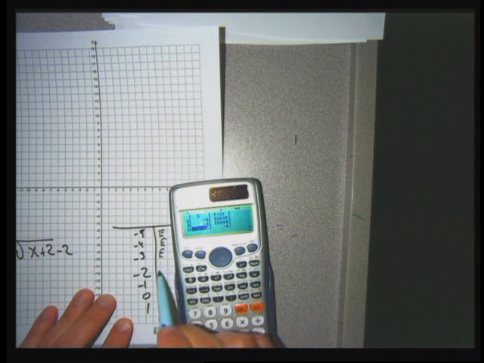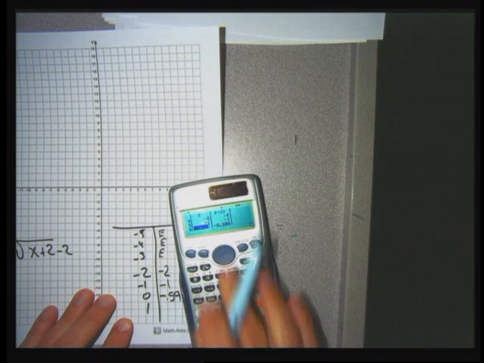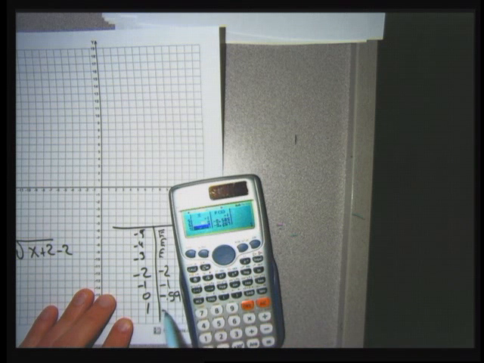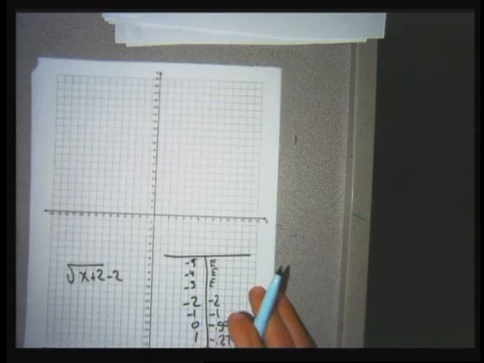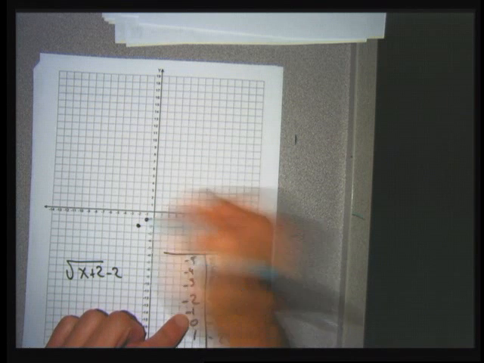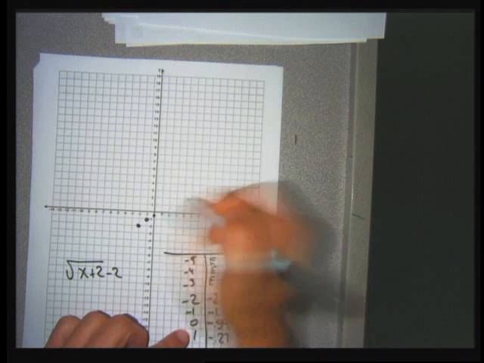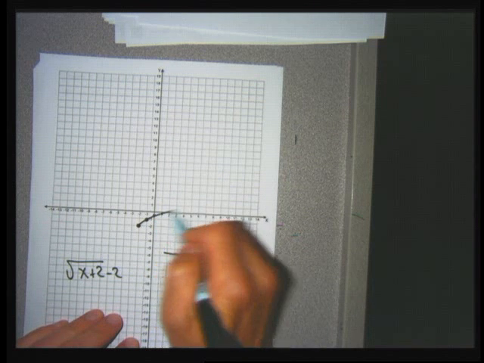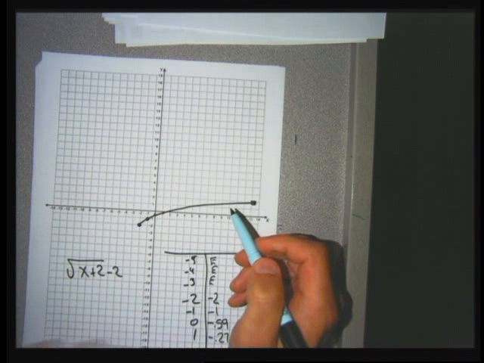Negative 2, I get negative 2 next to it. Negative 1, I get negative 1 next to it. 0, I get negative 0.59. And 1, I get negative 0.27. And so the best I can, I'm just going to plot the points. First point I can plot is the point negative 2, negative 2, and then negative 1, negative 1, and then 0, negative 0.59, 1, negative 0.27. So the best I can, plot those points, connect them. I don't go backwards because of the errors. So there's a reasonable graph.